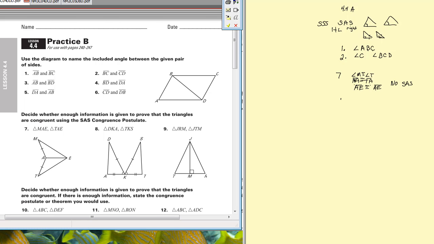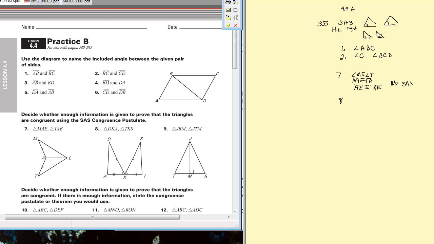So, one more really quickly. Let's look at 8. I have the side from A to K, a side from T to K, a side from D to K, a side from S to K, and I have those little K angles. So 8 is yes, I do have side, angle, side.